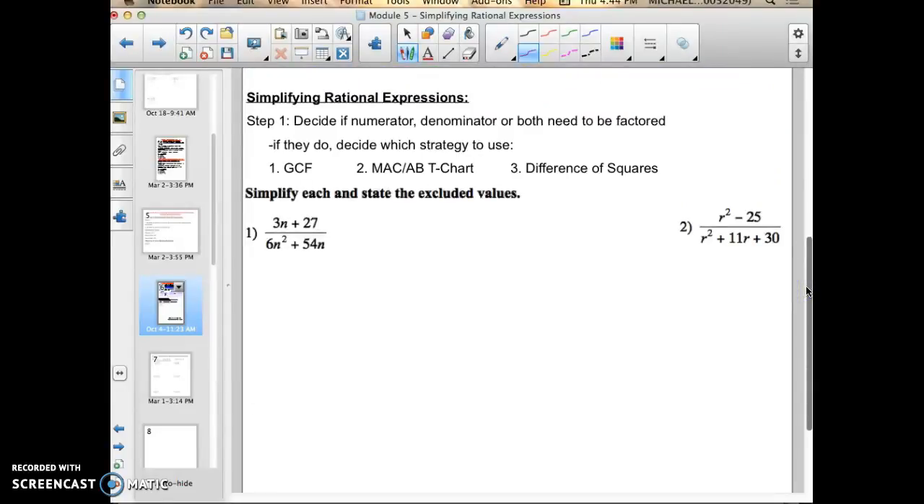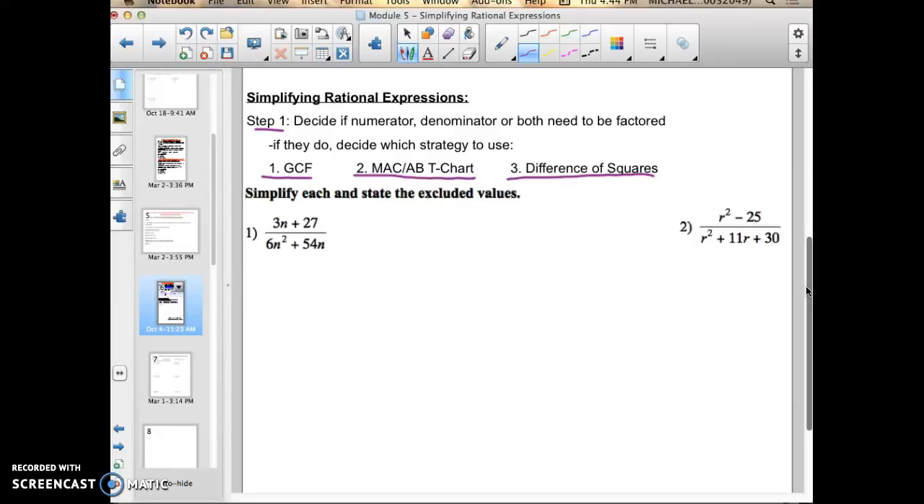So let's look at number 1. The first step I need to do, and I wrote it here, is decide if the numerator, denominator, or both need to be factored. And then if they do, decide what strategy to use. These strategies should look familiar. They're from Module 3, Factoring by Solving Quadratics. So the first one is finding the GCF, greatest common factor. The second one is finding the MACAB T-chart. And third is the difference of squares.